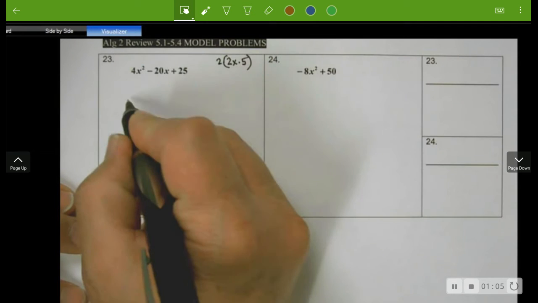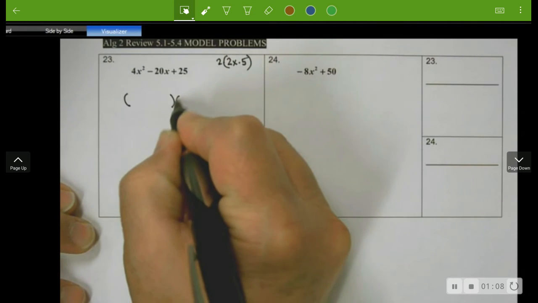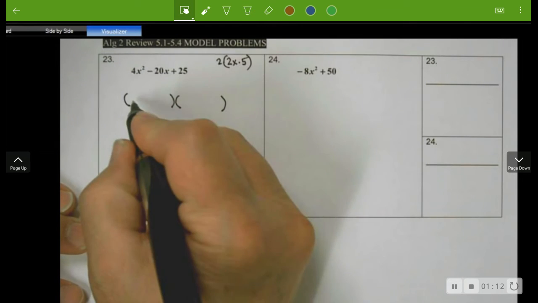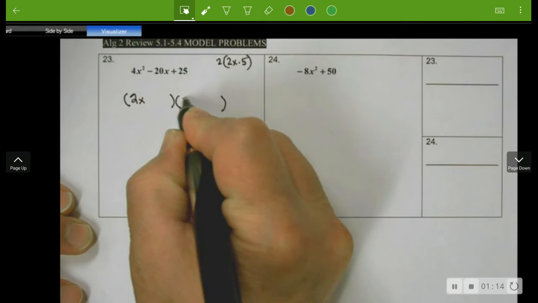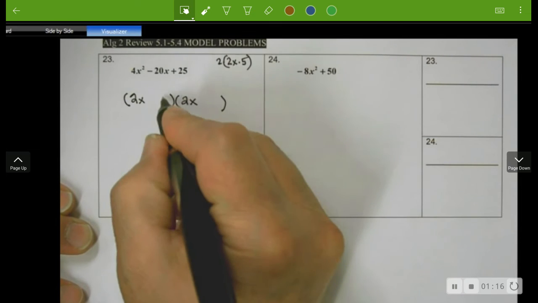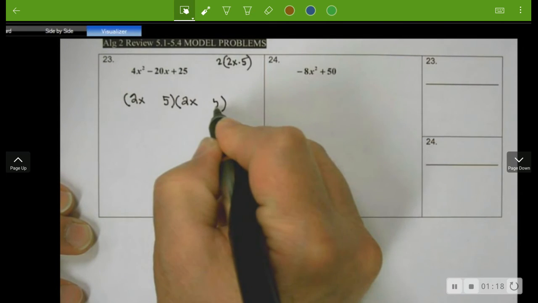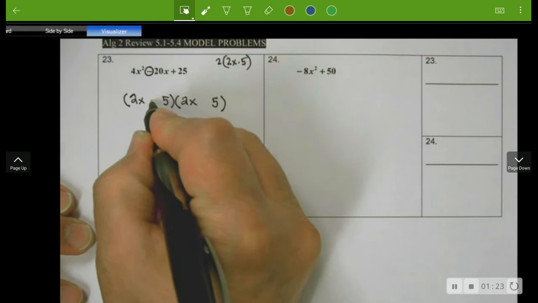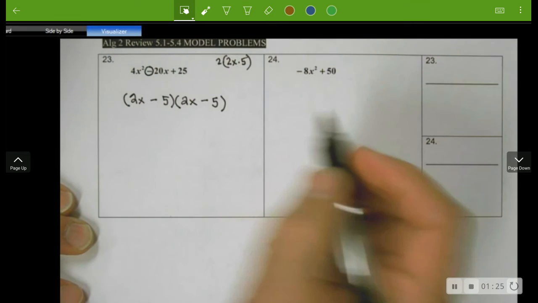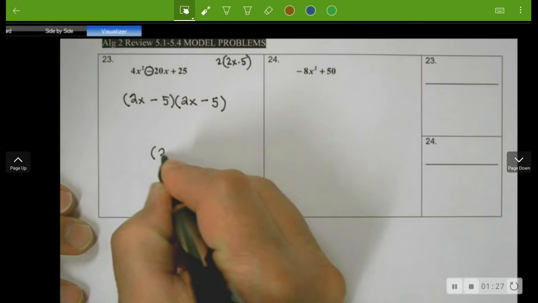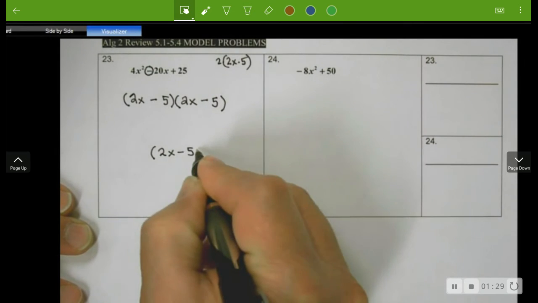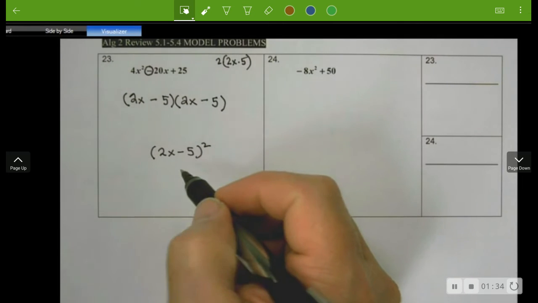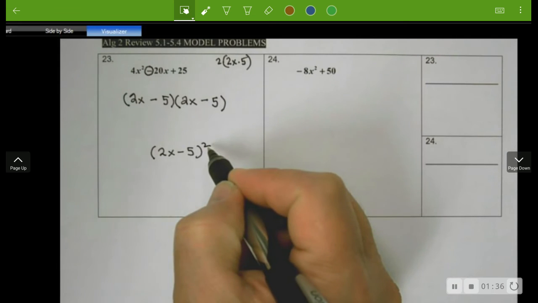Now they're very easy to factor. You just use those square roots you came up with a minute ago. So 4x squared would be 2x times itself, and 25 would be 5 times itself. And then you always use the sign of the middle value here, like that. And we could write this as 2x minus 5 squared, which is where it gets its name, perfect square trinomial, because it can be written as a perfect square.